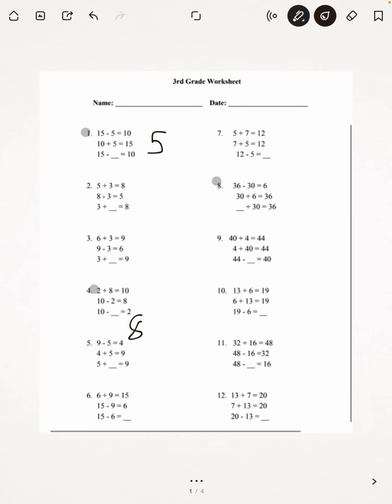36 minus 30 equals 6. 30 plus 6 equals 36. Something plus 30 equals 36. You could do 36 minus 30, and if you do that, you get 6.